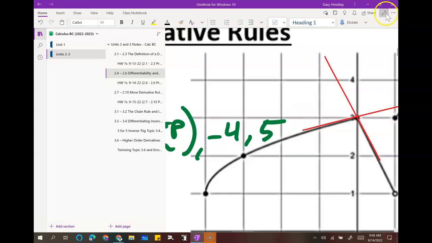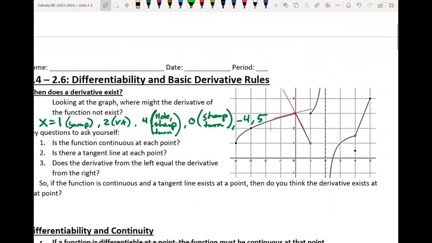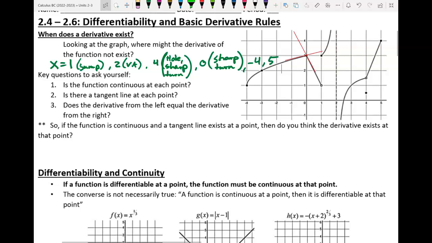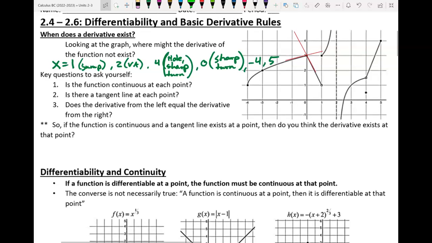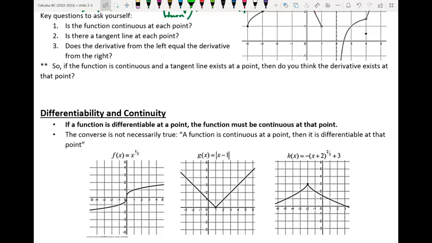So, let's see. If the function is continuous and a tangent line exists at a point, then do you think the derivative exists at that point? Well, not necessarily. Okay?